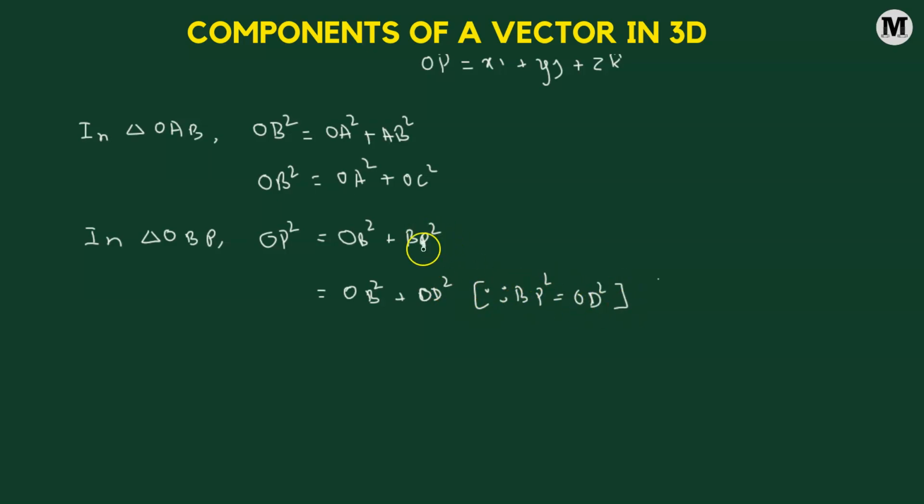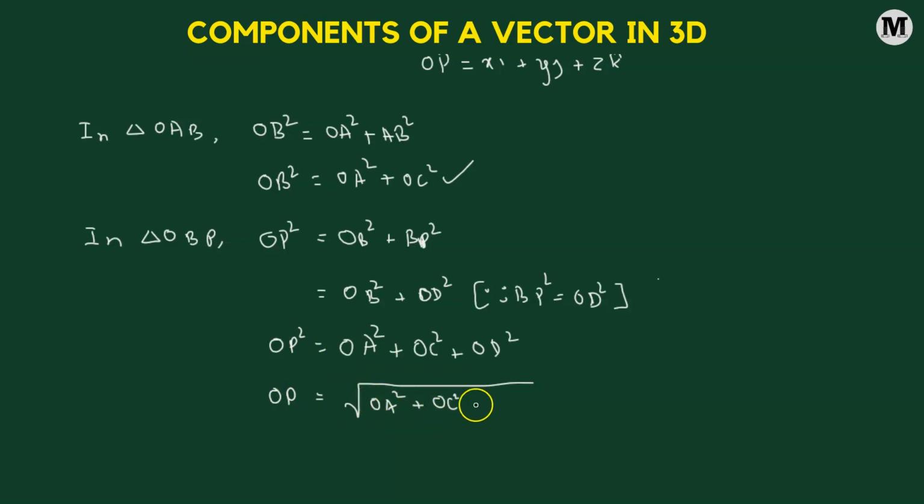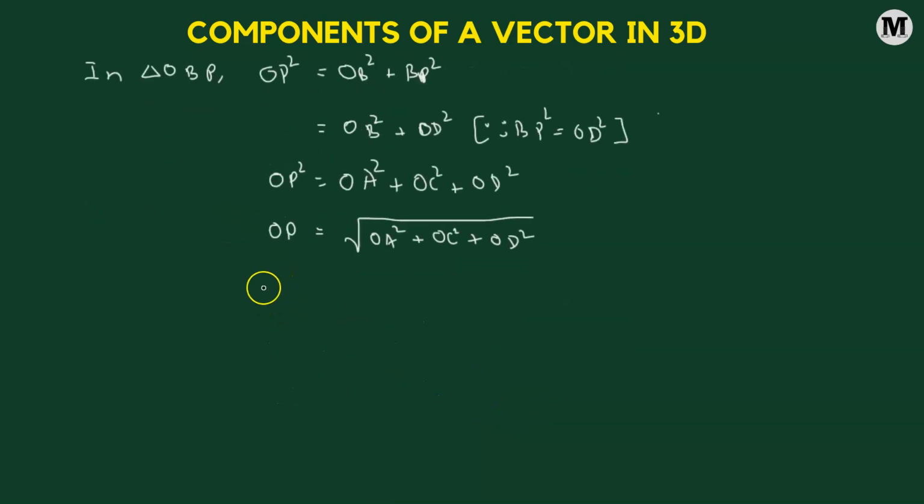Now for OB squared, we can use this value. So in place of OB squared, we have OA squared plus OC squared, added to OD squared. So this is OP squared. Now we'll take the square root on both sides, and that's going to give us the square root of OA squared plus OC squared plus OD squared. Here we are only concerned with the magnitude. So the magnitude of vector OP is going to be equal to the square root of, underneath, x squared plus y squared plus z squared.